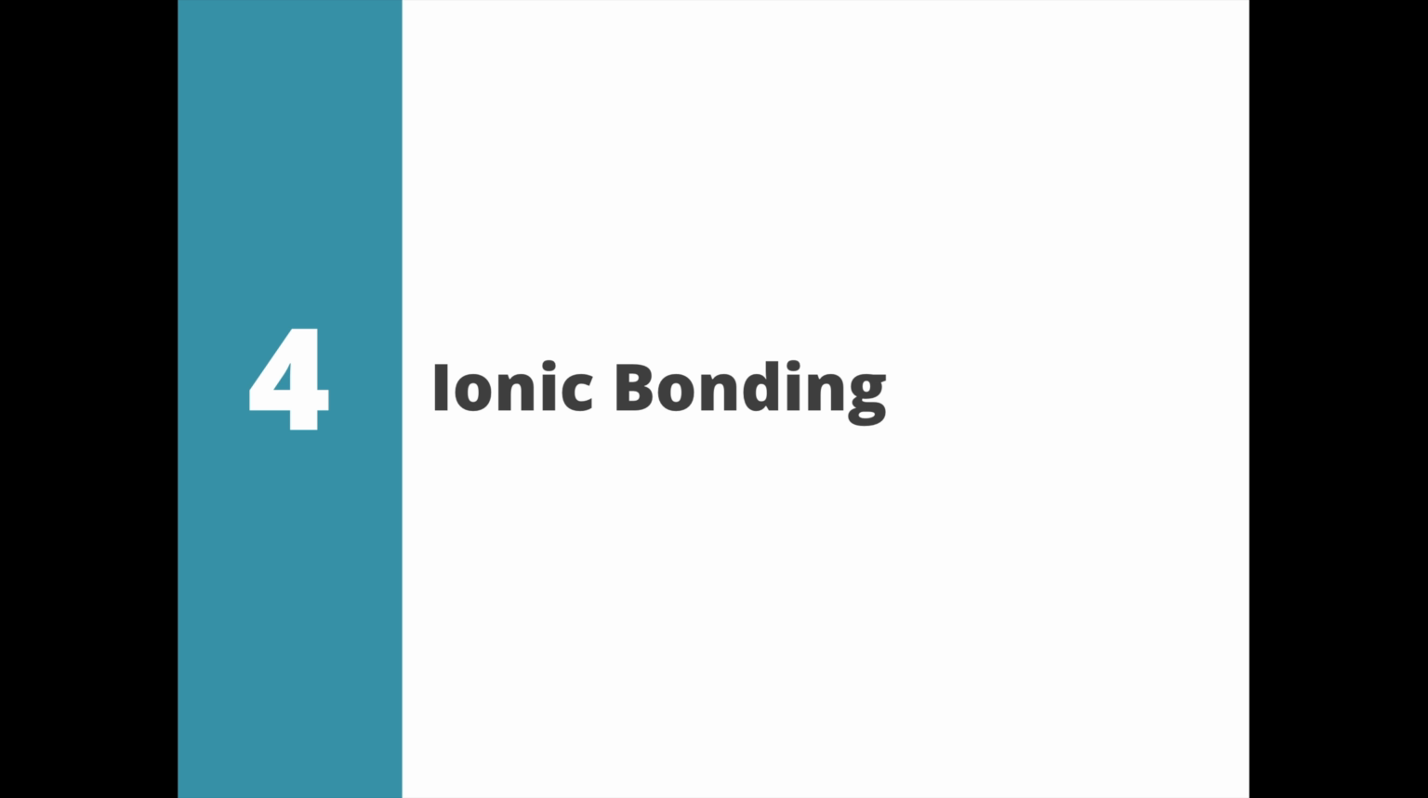In this video, let us look at how to draw the dot and cross diagram for ionic compounds. An ionic compound is usually formed between a metal and a non-metal. Metal atoms have fewer valence electrons and tend to lose electrons to form cations, while non-metal atoms have more valence electrons and tend to gain electrons to form anions. Let us look at some examples.